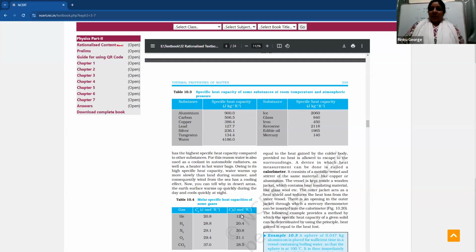So that topic is over. Now, advantage of specific heat capacity, if they ask, you have to write this, okay? Water acts as a coolant and it is responsible for sea breeze and all.